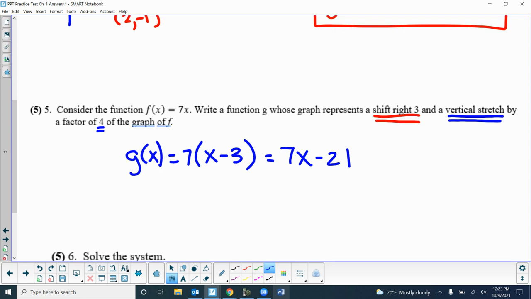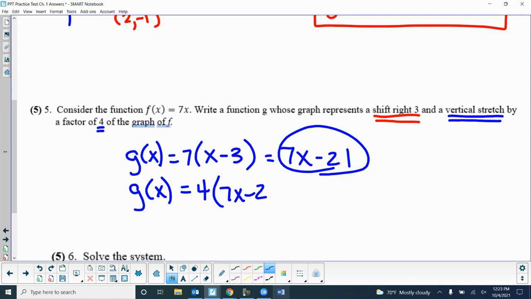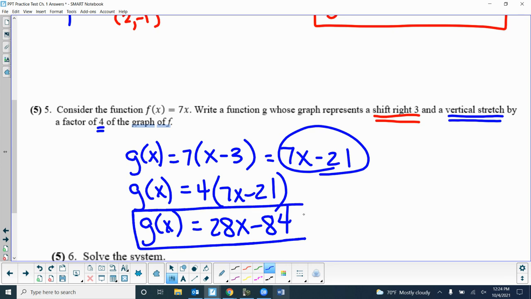Simplify each step, do one at a time. So we did the shift right, and then distributed the 7, then a vertical stretch. Again, vertical, you're changing the y, so it's times the whole thing. So it's going to be 4 times this whole thing. So my final answer is 28x minus 84. So one step at a time and simplify. Rob, you got a question? Okay.